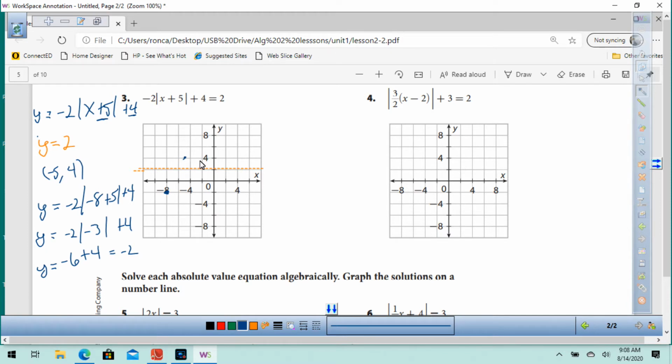And let's try 0. 0 plus 5 just gives you 5, and the absolute value of 5 is 5. Negative 2 times 5 is negative 10, plus 4. That gives you negative 6. So 0, negative 6 is going to be right there. Well, shoot, I didn't pick points right on the line this time. So we're going to have to find them.